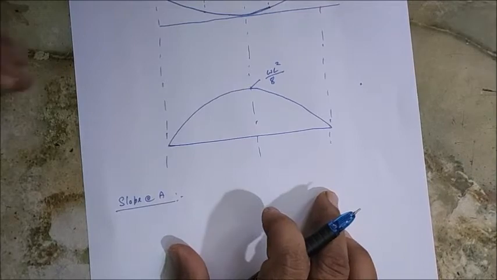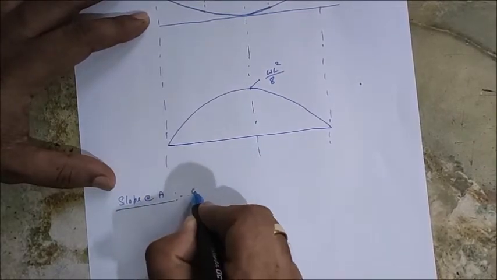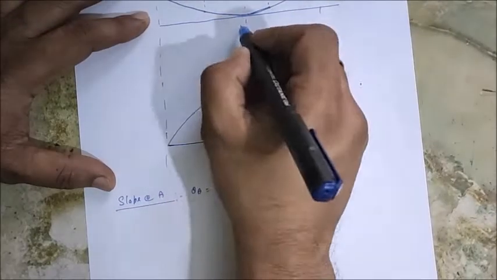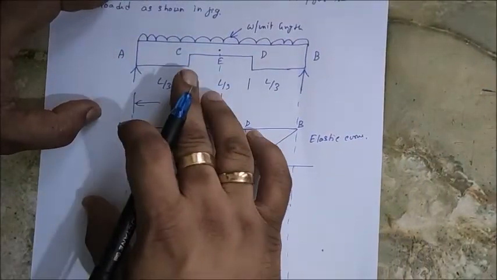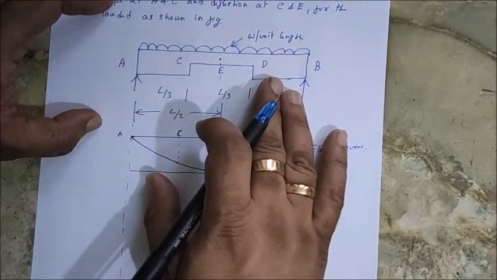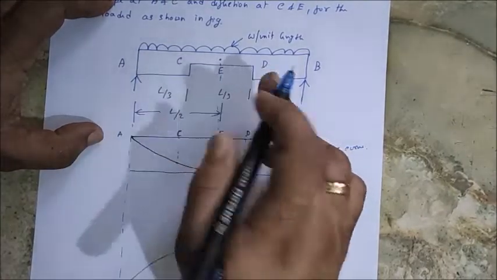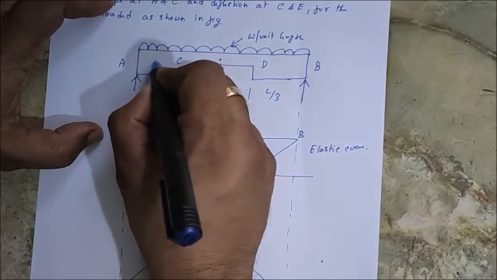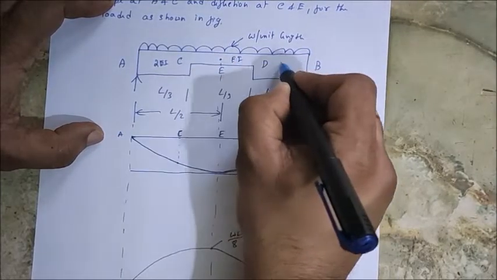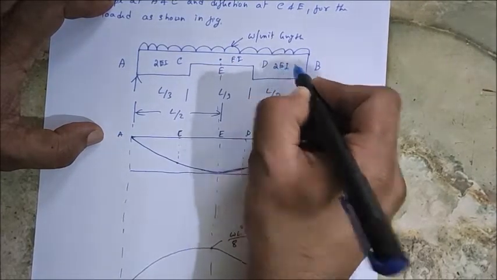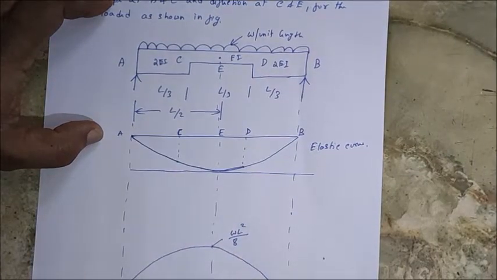So that is what I call theta A. So this is the elastic curve. Now you draw the bending moment diagram. We already discussed this type of problem. The only change here is that the EI value is changing. So this part of the beam I call 2EI, and this is EI, and this is 2EI. Okay, EI is the only thing changing.